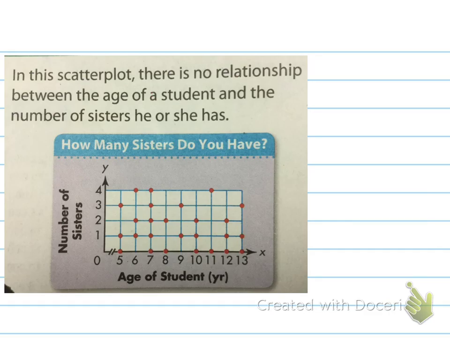Now in this scatter plot, there doesn't seem to be any relationship at all. Students were surveyed for their age in years and asked how many sisters they have. And so you can see that the data points don't really make a pattern. There's not any relationship that we can see through this. And that makes sense because your age has absolutely nothing to do with how many sisters you have. So sometimes when we have a scatter plot, there is no relationship between the data values. So this would be no trend.